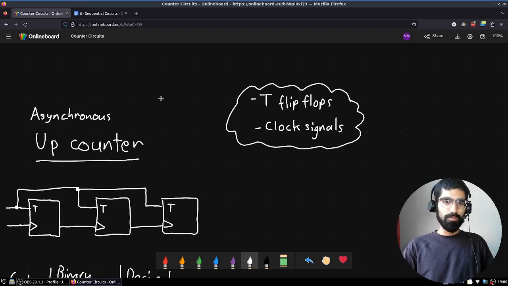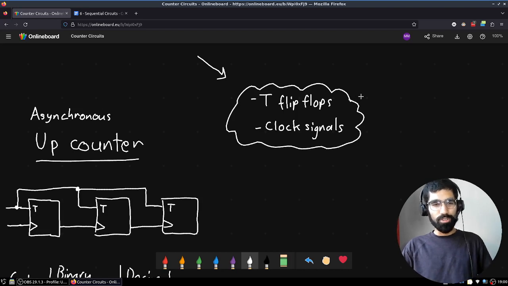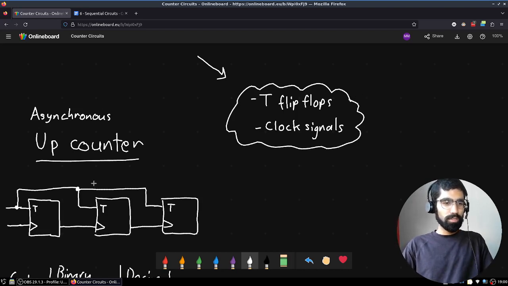If you're unfamiliar with the words coming out of my mouth, if you know these things, then you will be fine. If you don't know these things, not the video for you. But here's a quick preview of the circuit we're going to build. I'll explain as we go why this thing can build us our asynchronous up counter.